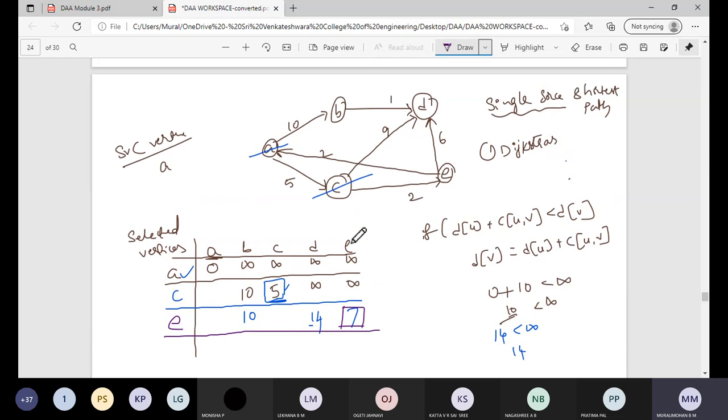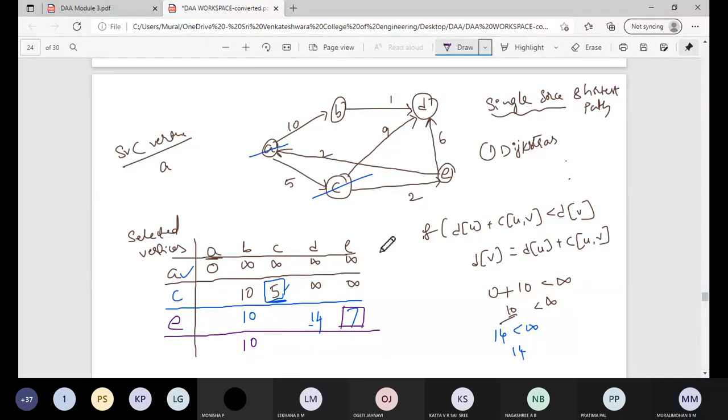Are we having any direct edge from E to B? No. No means we will take it as it is, 10. And C is already selected, and for D, E to D there is an edge, right? So we can update this value. We just check what value we can get for this D now.